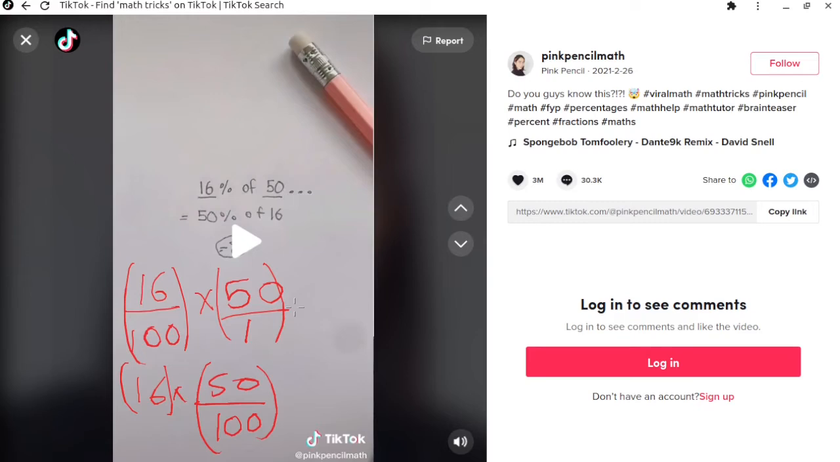So I like this trick a little bit. It's not practical. It only works when you have certain numbers, but it's promoting some sort of concept about multiplying fractions and how it works. So I'm going to give this a 3.